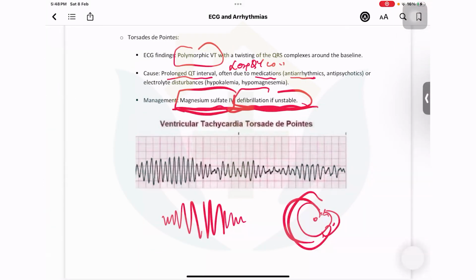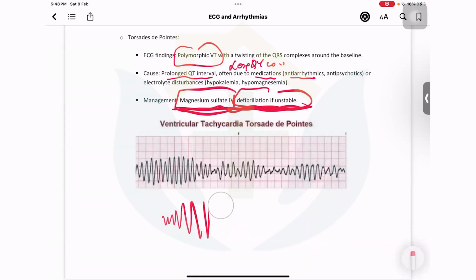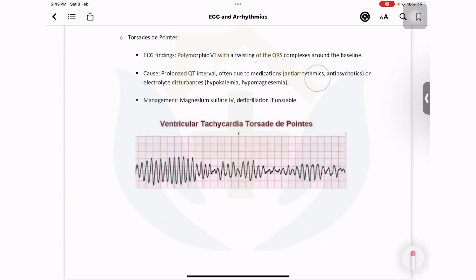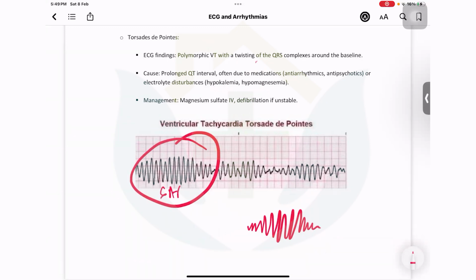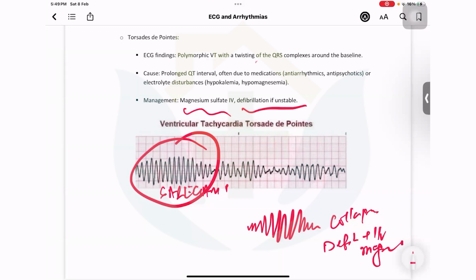Another type of ventricular tachycardia is torsades des pointes, which is also known as polymorphic VT, like Saregama. This is the classical picture of the Saregama logo, that is an Indian company which makes music. So this is what happens. That is torsades des pointes. Usually patients collapse, sudden cardiac death. Immediate treatment is defibrillation plus IV magnesium sulfate, and defibrillation if unstable.